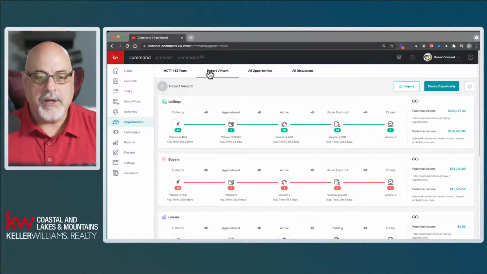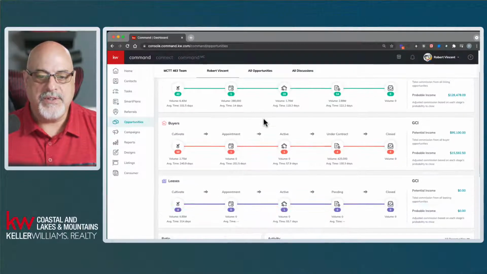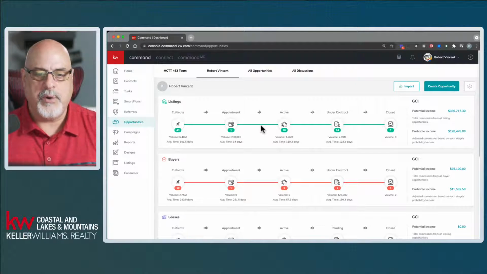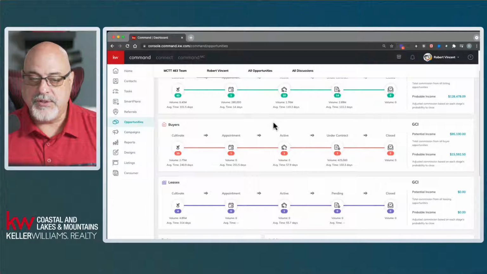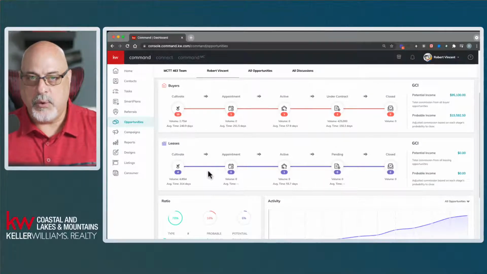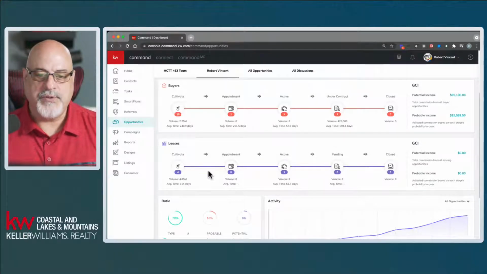So in the agent name here, you're going to see 3 different sections, and you can see them listed as shown. I'll just break them down here for you really quick. The listings, which are green, all of your listings; all of your buyer transactions, which are red; and all of your lease transactions, which are purple. And that includes lease from the lessee and the lessor perspective. So it takes care of both sides.